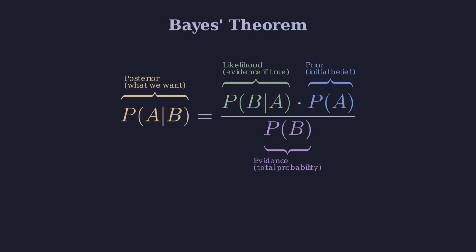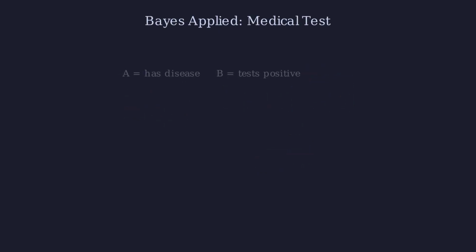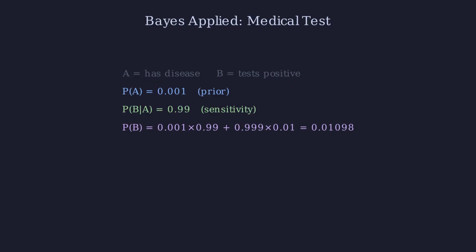Let us redo the medical test using Bayes' theorem. A is you have the disease. B is you tested positive. P of A, the prior, is 0.001, 1 in 1,000. P of B given A, the likelihood, is 0.99. If you are sick, the test catches it 99% of the time. P of B, the total probability of testing positive, is the part we need to calculate. It is the probability of a true positive plus the probability of a false positive.